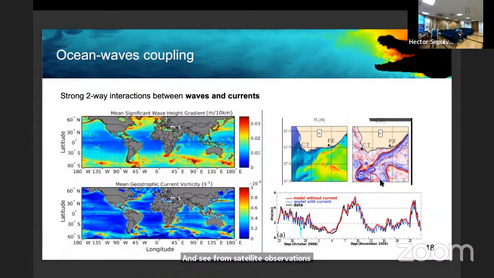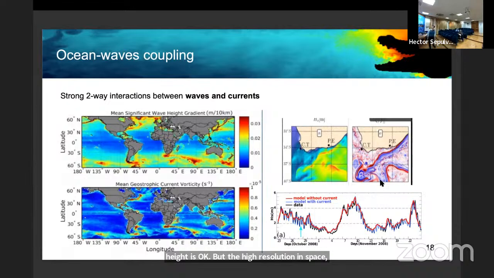And underneath, it's a mean geostrophic current vorticity, where you definitely see currents. And here is a zoom on the Agulhas region, for example. You can see the current vorticity on the right and the significant wave height on the left-hand side, and definitely there is a strong correlation in the spatial pattern. On the bottom right, in black you have satellite data, so altimetric data. In red, you have a wave simulation with WaveWatch without accounting for the currents. You can see that the general evolution of the wave height is okay, but the high-resolution spatial evolution, or varying frequency, of the wave height is not.